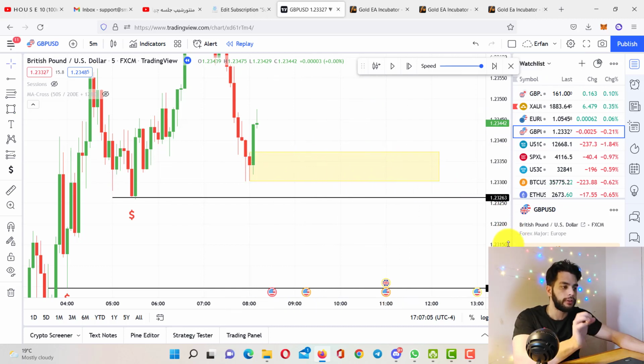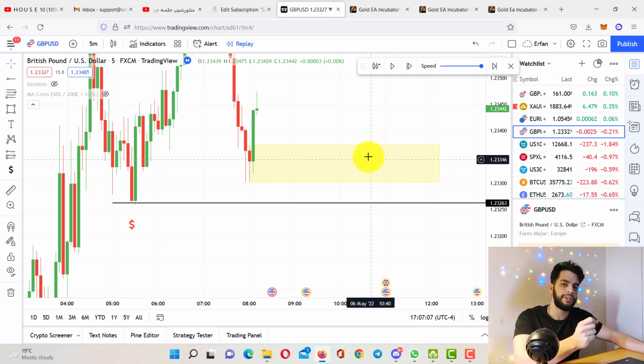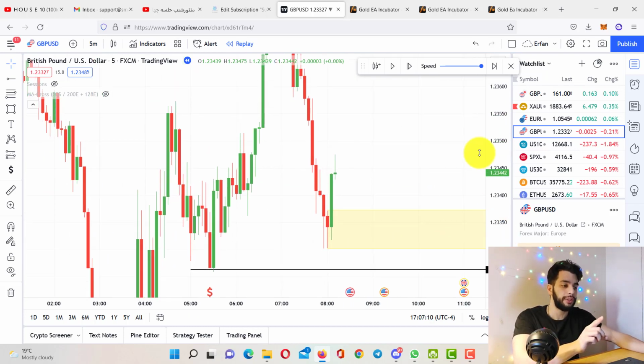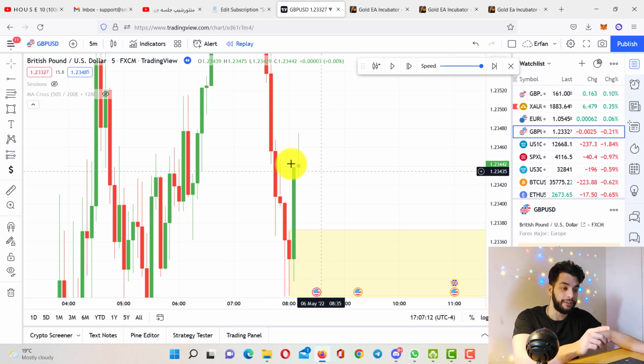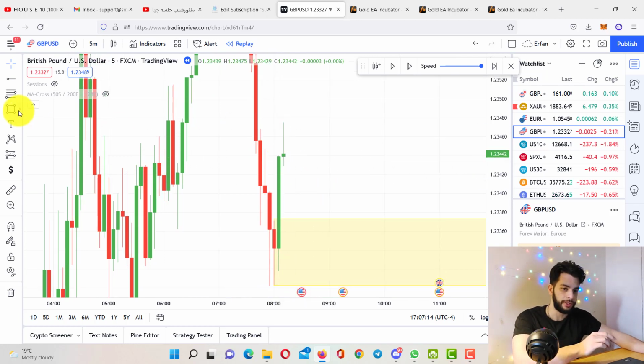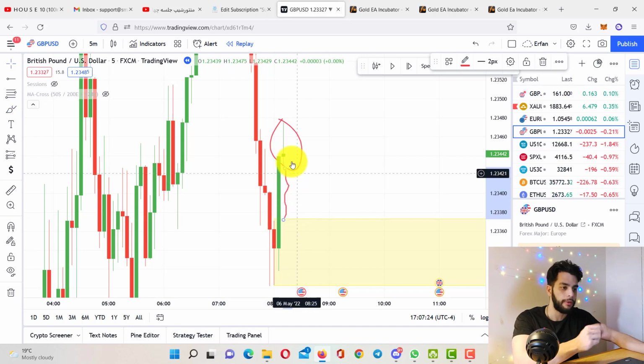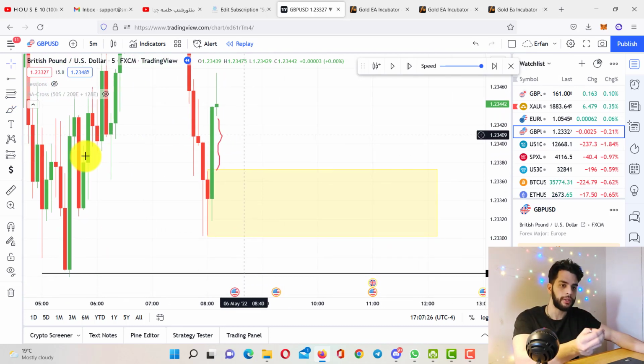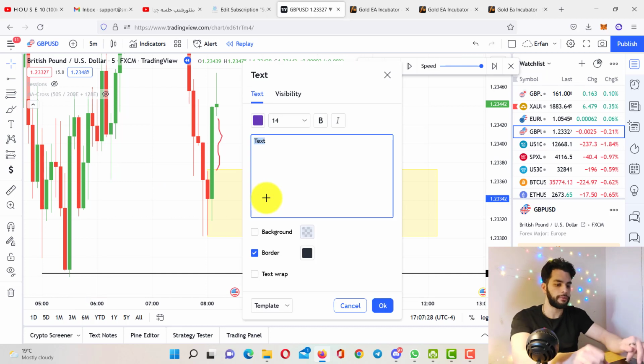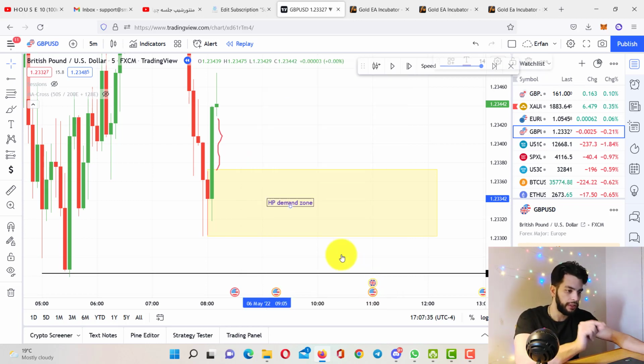This is our zone. Okay, but how do we know whether it's a high probability demand zone or not? You got to take a look at the candle that forms after this move, which is this one right here. Is there any gap between this candle and this zone right here? Of course, this huge gap right here. This gap alone makes this zone a high probability demand zone. See? It's very deep, guys, very important.